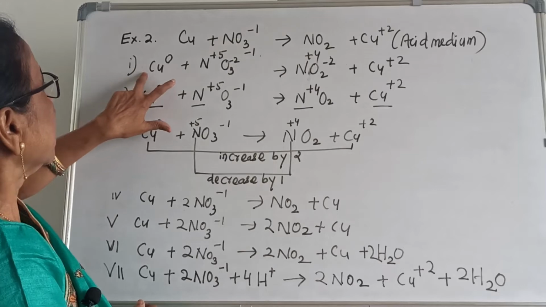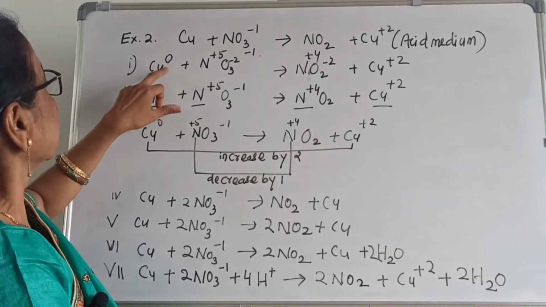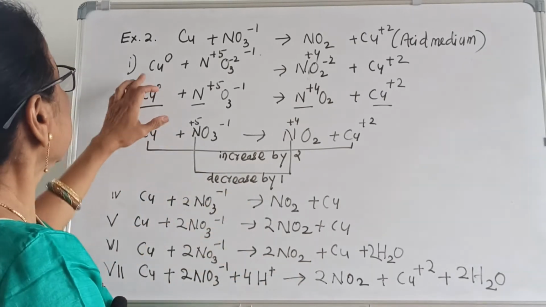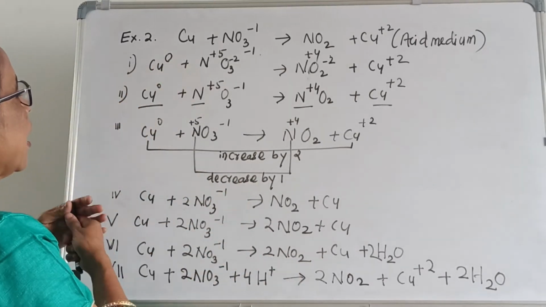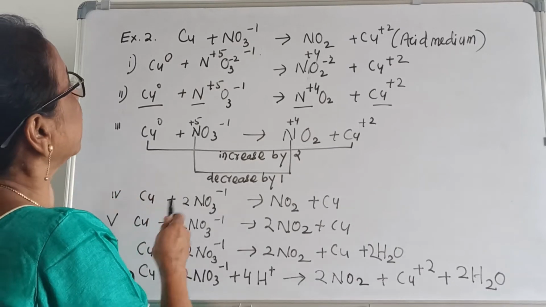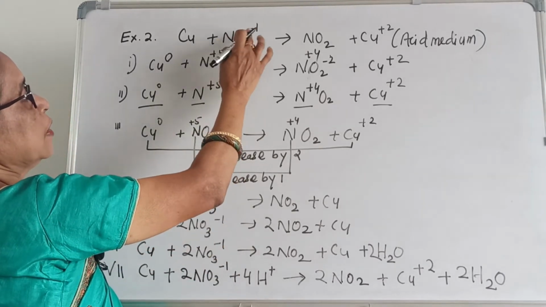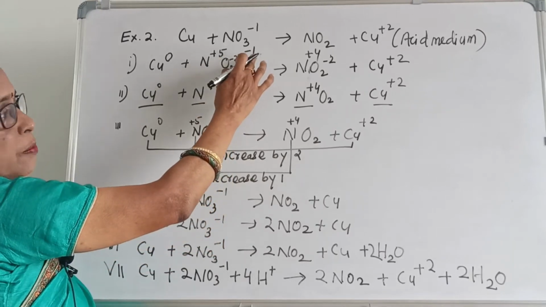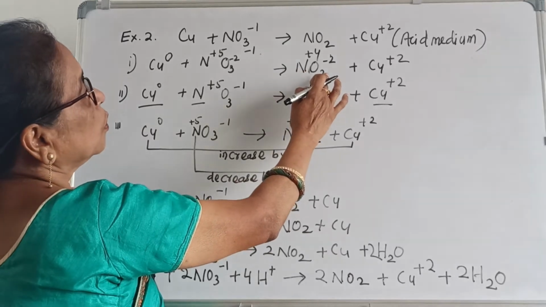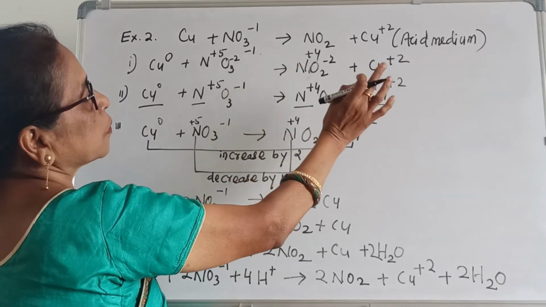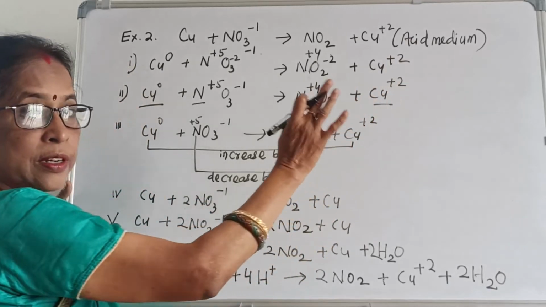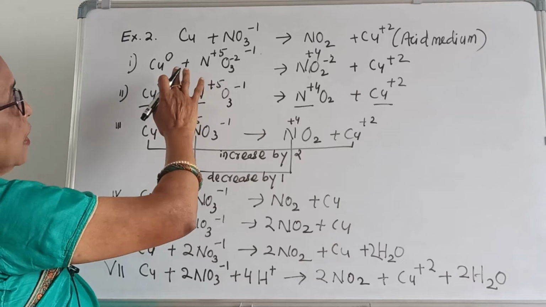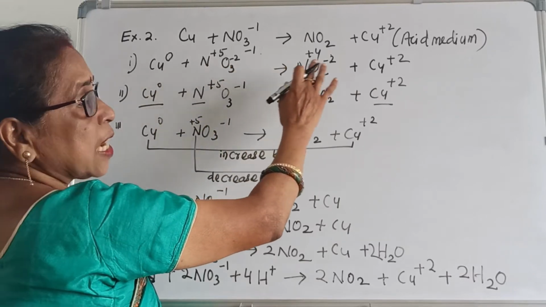First, you will find out the oxidation number of each atom present in the equation. Cu is 0 and N is plus 5, and since NO3 is minus 1, that is why O3 is minus 6, so it becomes minus 1, and in NO2 here N equals plus 4 and Cu is given already plus 2. Now here we see the oxidation number of each atom.